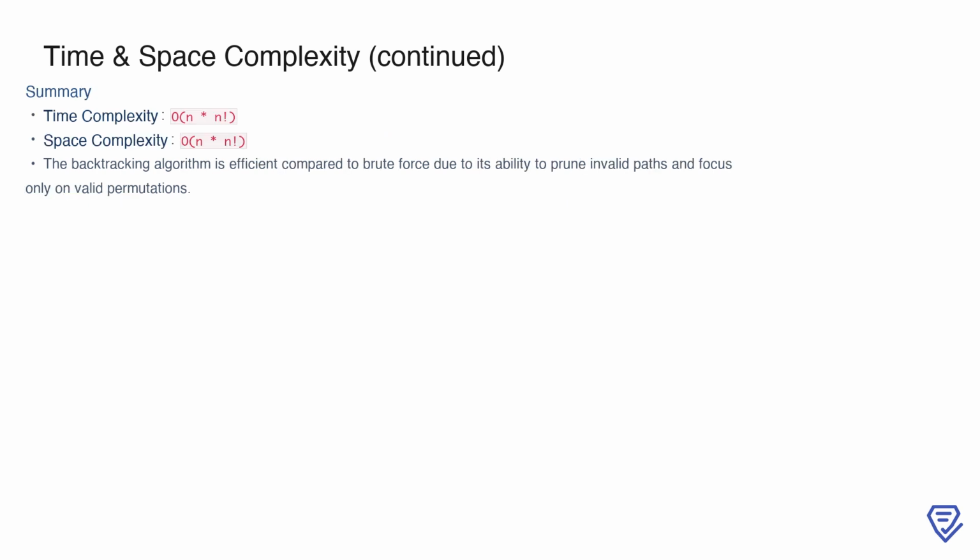In summary, the backtracking algorithm achieves a time complexity of n*n and a space complexity of n*n. This efficiency is largely due to the algorithm's ability to prune invalid paths early, focusing solely on generating valid permutations. Compared to brute force, which incurs significant overhead from generating and filtering invalid combinations, backtracking is a much more optimized approach for solving the permutations problem.